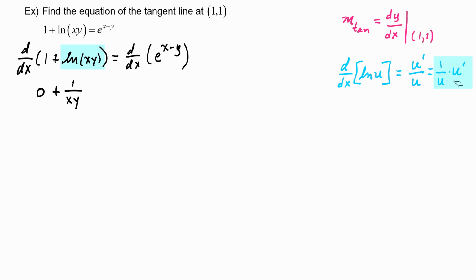And then to find u prime, because this is a product, we have to use the product rule. So we do the derivative of the first, so the derivative of x is 1, times the second, y, plus the first, x, times the derivative of the second, which would be 1 dy dx.